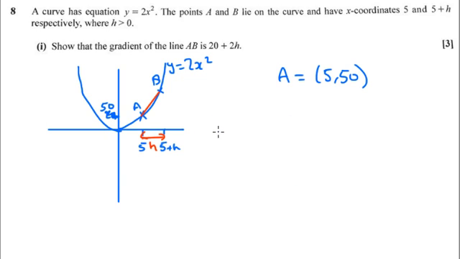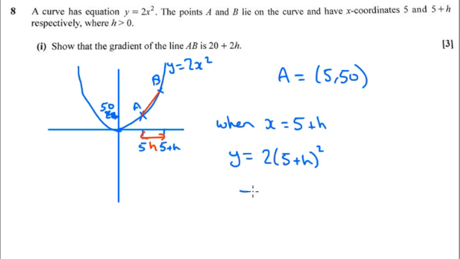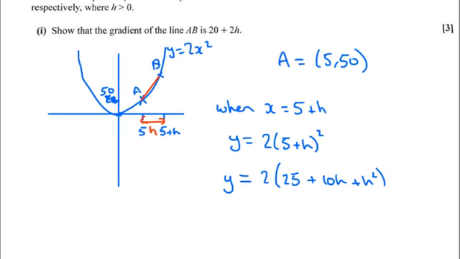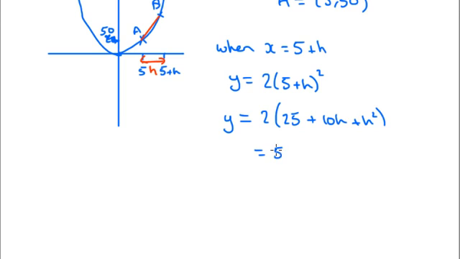It's going to be what we get when we substitute 5 plus h in. So when x equals 5 plus h, y is going to be 2 lots of 5 plus h all squared. So we've got another square bracket to expand. It's really worth in Core 1 learning how to do these quickly. I'm going to do this one quickly. It's going to be 25 plus 10h plus h squared. So if we double that, that's obviously going to be 50 plus 20h plus 2h squared.